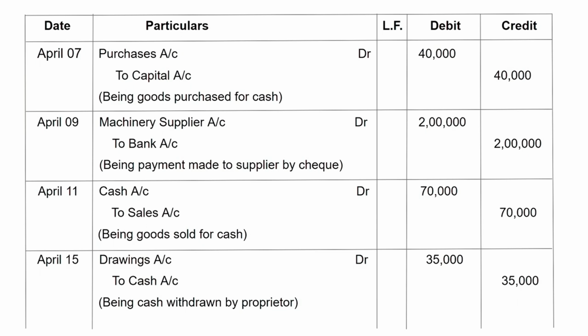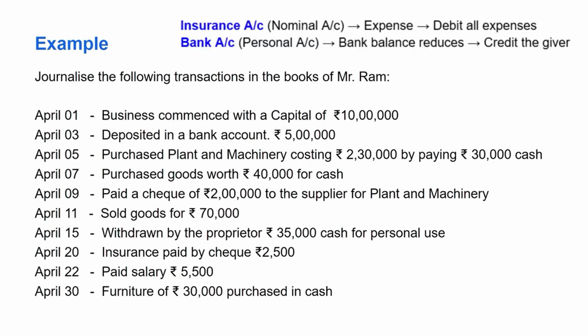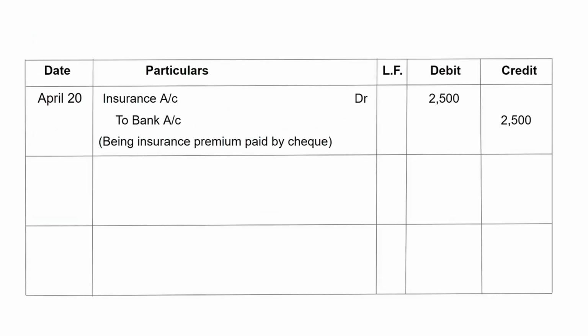And the next transaction is April 20, insurance paid by check 2,500. Here the two accounts are insurance account and bank account. Bank account because it is paid by check. So insurance account, it is nominal account and it is expenses for the business. So debit all expenses. And we paid by check, so bank account. Bank is a personal account, bank balance reduces. So credit the giver. So we record it as April 20th, insurance account debit 2,500 to bank account 2,500, being insurance premium paid by check.